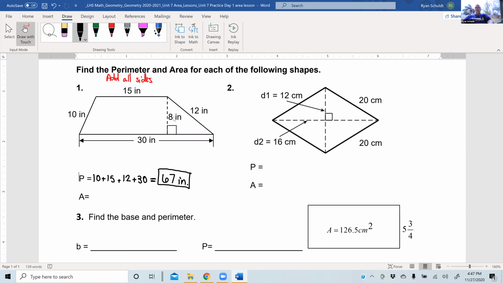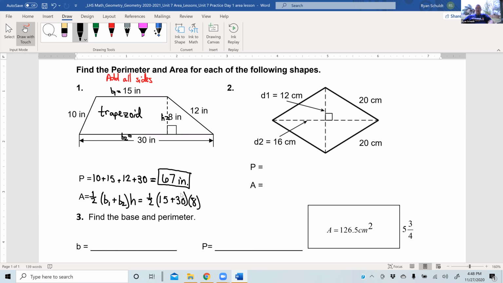For area, this is a trapezoid. It's a trap. This is a trapezoid. So our area is going to be 1/2 base 1 plus base 2 times height. Our bases are the ones that are parallel to each other. So 1/2 times 15 plus 30. And then the height is 8. So that's our height right there.